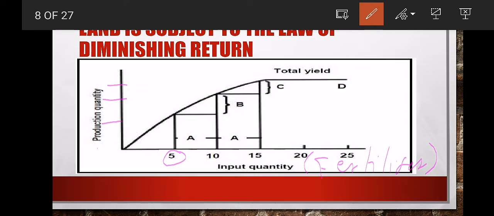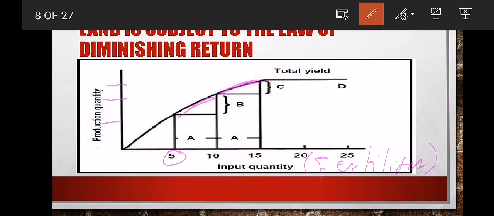From 0 to 5 or 5 to 10, there's a sharp increase. But when you go from 10 to 15, now the increase is low. So if you check, in A, there is yield increase. In B, there is a quick or faster increase. But when you check C, the increase of the production is now getting slower. Okay, fine, we'll come back to that one.